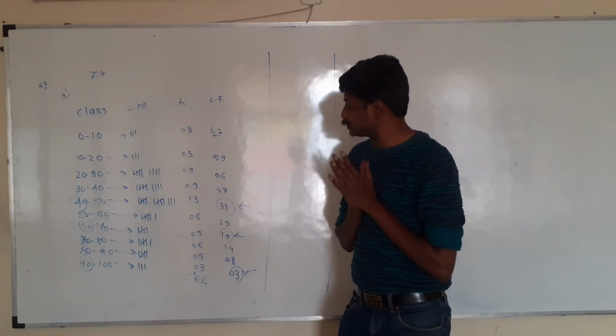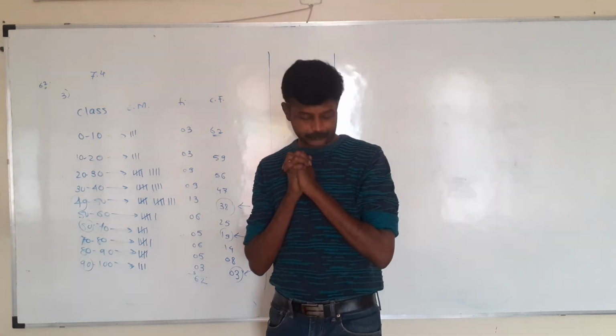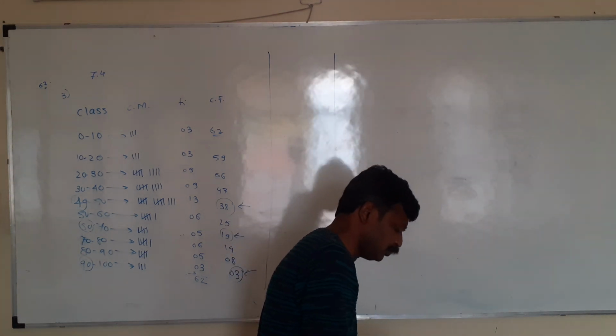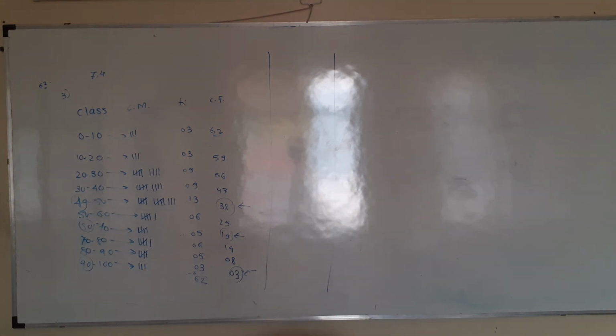I hope you people understood it. Cumulative frequencies are of two types: cumulative frequency less than type and cumulative frequency more than type. When we think less than type, it is cumulative frequency less than upper class limit, and cumulative frequency more than type means cumulative frequency more than the lower class limit. So I hope you understood the first 3 questions of 7.4.